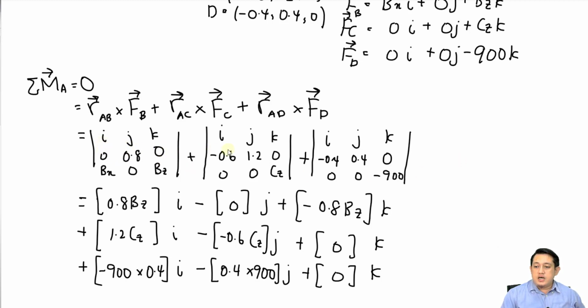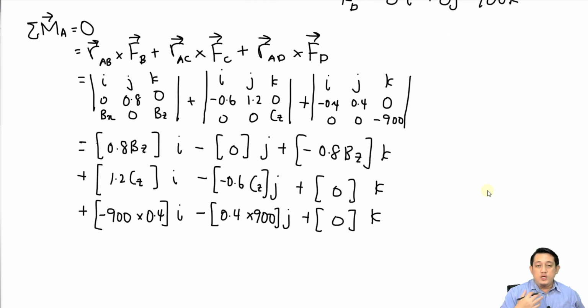So this is IJK in matrix form for R cross F. As you can see, this row is for this one, this column for this one, and so on. I also arranged everything in this direction: I with I, J with J, K with K, so that we can see it clearly. The total of I, the total of J, then the total of K.